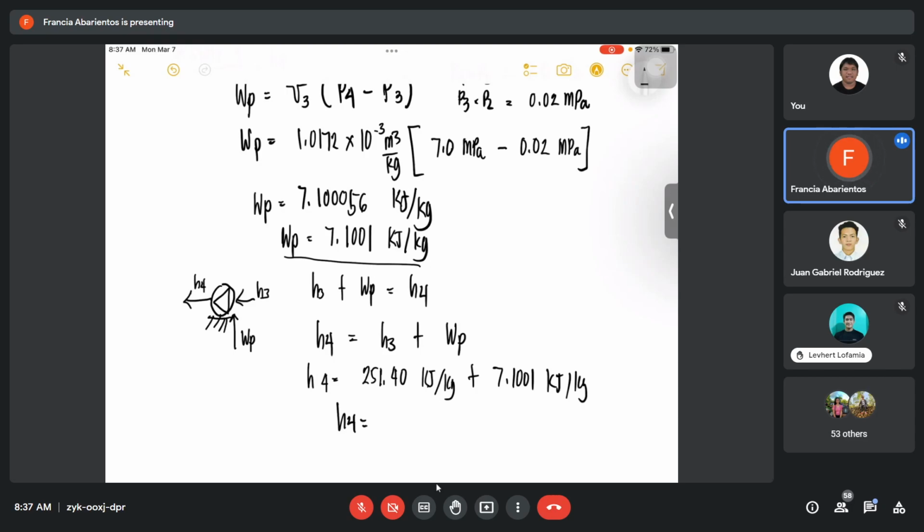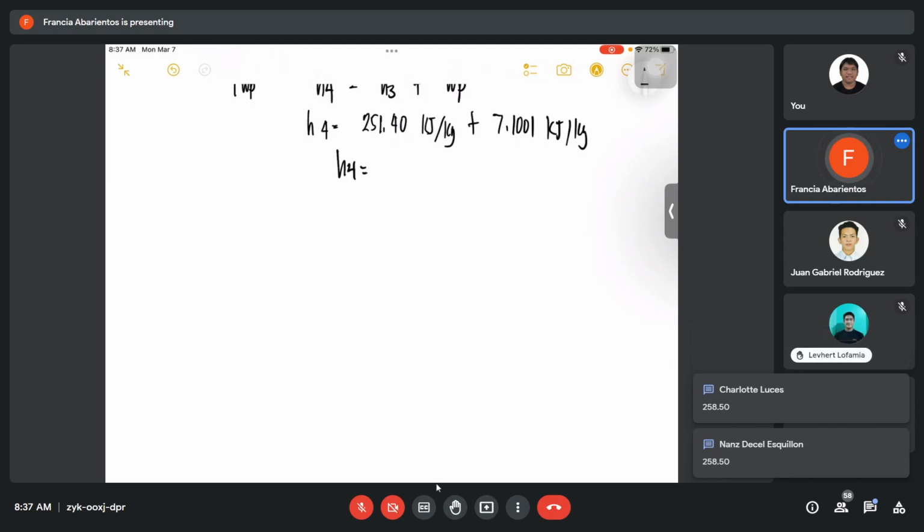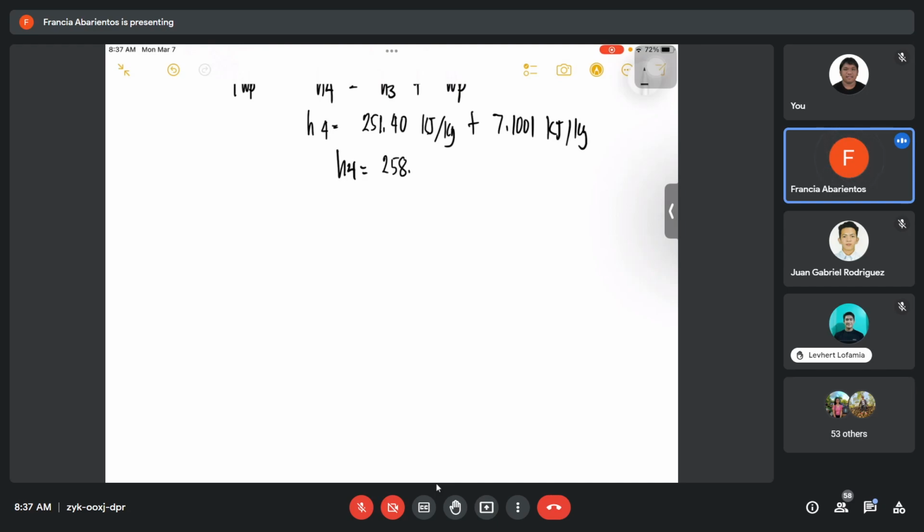The enthalpy at 0.4. What is now the process? 250... 258.5. Tama. 258.5.